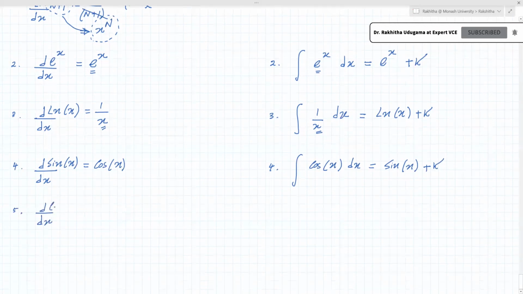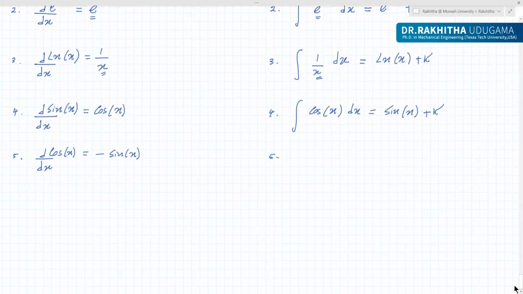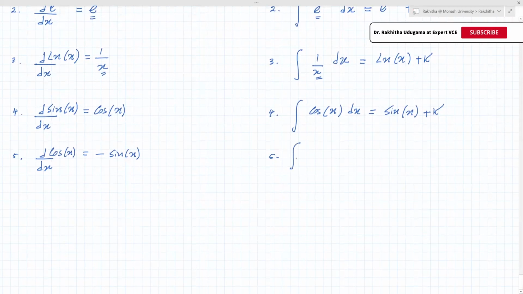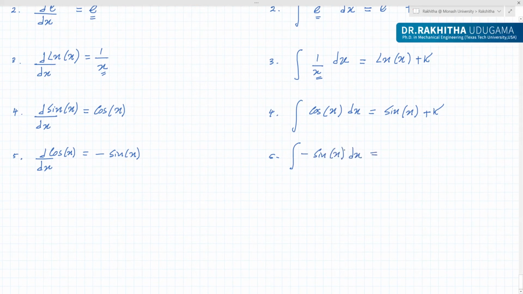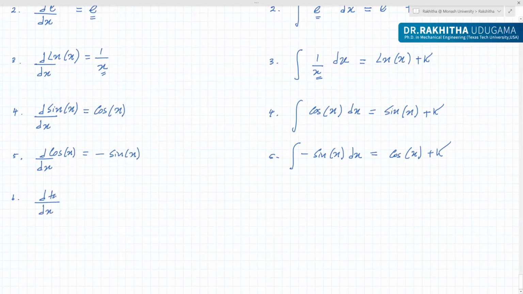Now the fifth one, d/dx of cos x. This would be minus sine x. Then the fifth base case in integration would be the integration of minus sine x dx. This would be cos x plus k. Good.